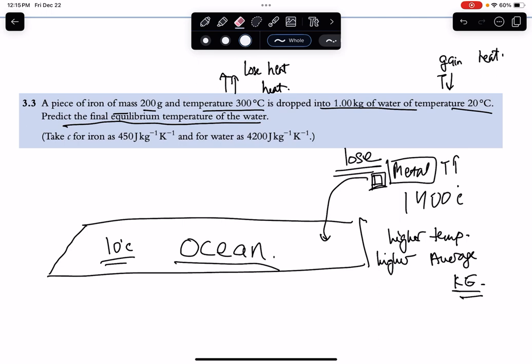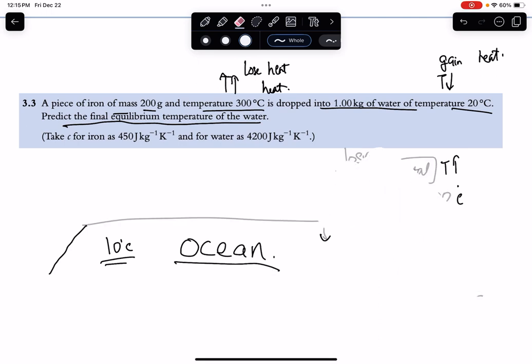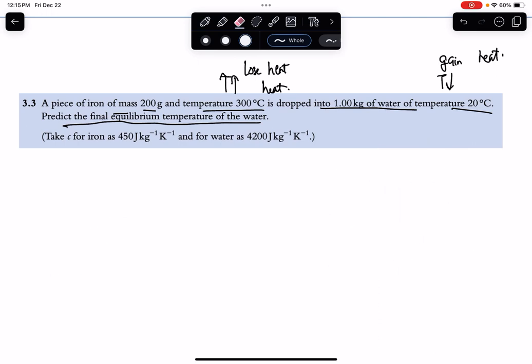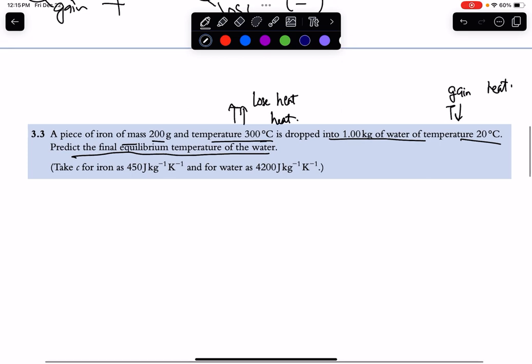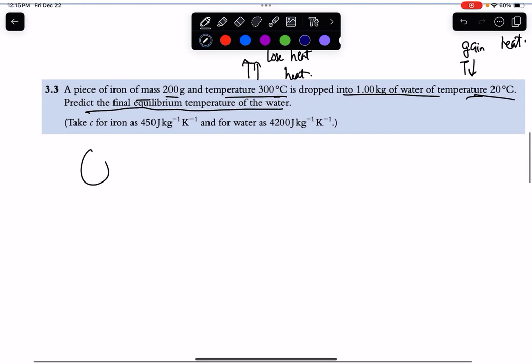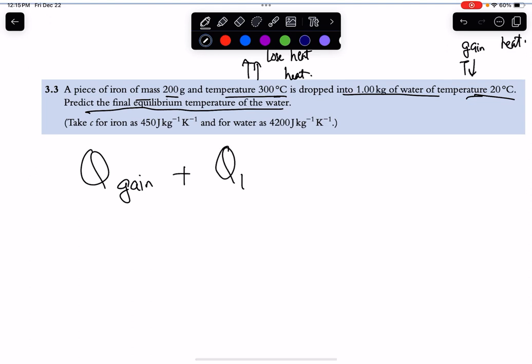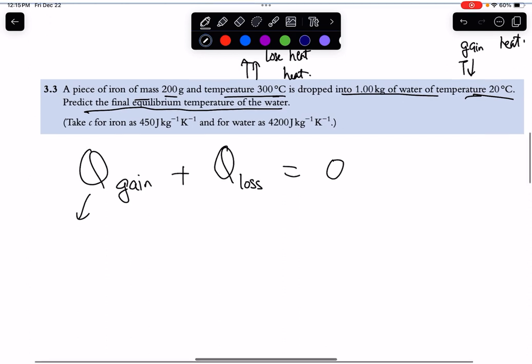So heat exchange depends on the temperature, and it will take place as long as you have a temperature difference between the two objects. The piece of iron has a higher temperature, the piece of water has a lower temperature. In this case, the main thing you will use is Q gain plus Q loss is 0. This is a very important formula: Q gain plus Q loss is 0. In this case, the water is going to gain the energy.